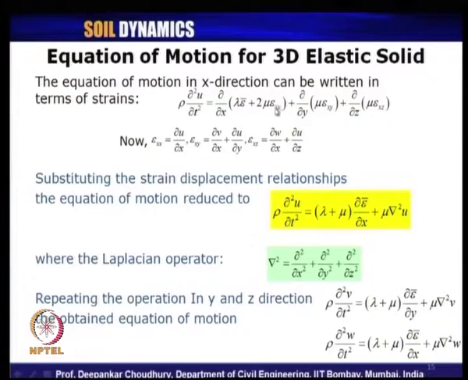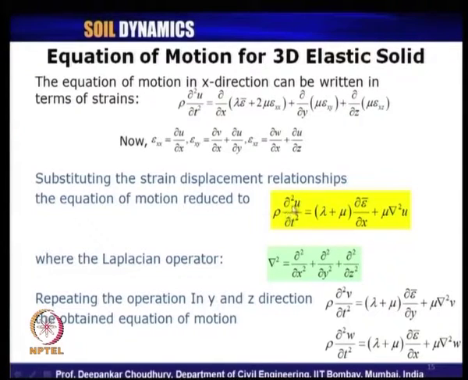So, this is the normal strain, these are the shear strain. We can express them in terms of Lame's constant and simplify it further like this, where this grad square, this symbol we call grad square u. Grad square is nothing but the Laplacian operator, which is nothing but del square by del x square plus del square by del y square plus del square by del z square. So, what is this equation actually?